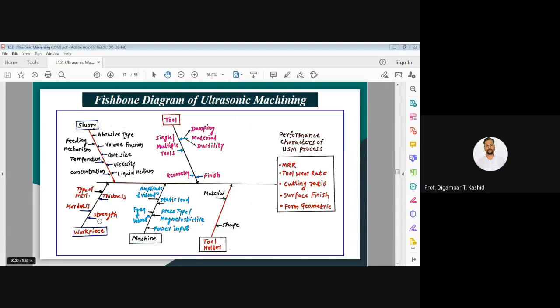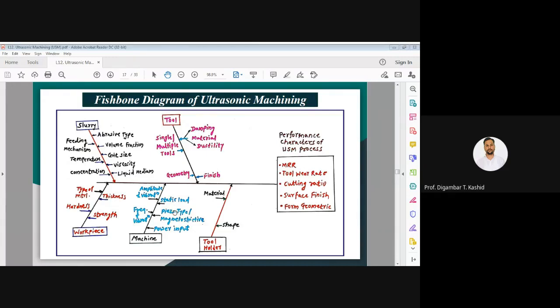Then the other process parameters are related to the machine. So in that, here I have written the amplitude of the vibration. The amplitude of vibration is going to affect the performance of the process. How much static load is acting will decide the velocity of the particle. That velocity, meaning kinetic energy, is what hits your workpiece surface.